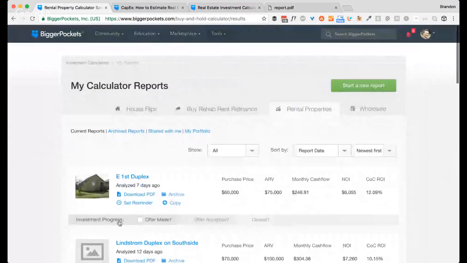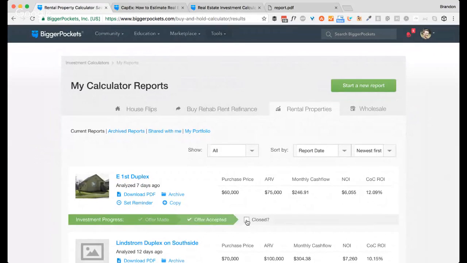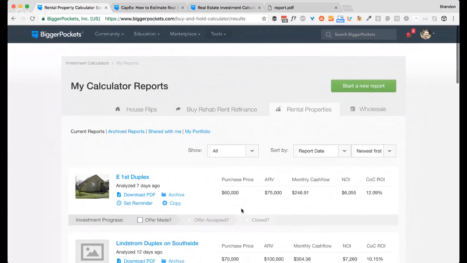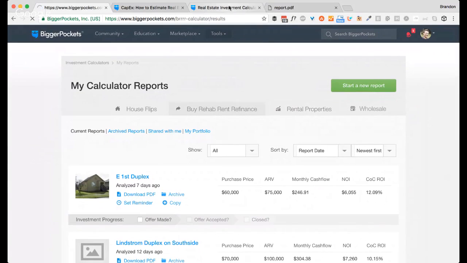You can even check this out. You can click offer made, offer accepted, was the deal closed? And if so, I can even add it to my portfolio. BiggerPockets has a portfolio tracker as well that Pro members can use. Or I could not do that. So yeah, just one little easy way to do it. Kind of cool there. So check that out.